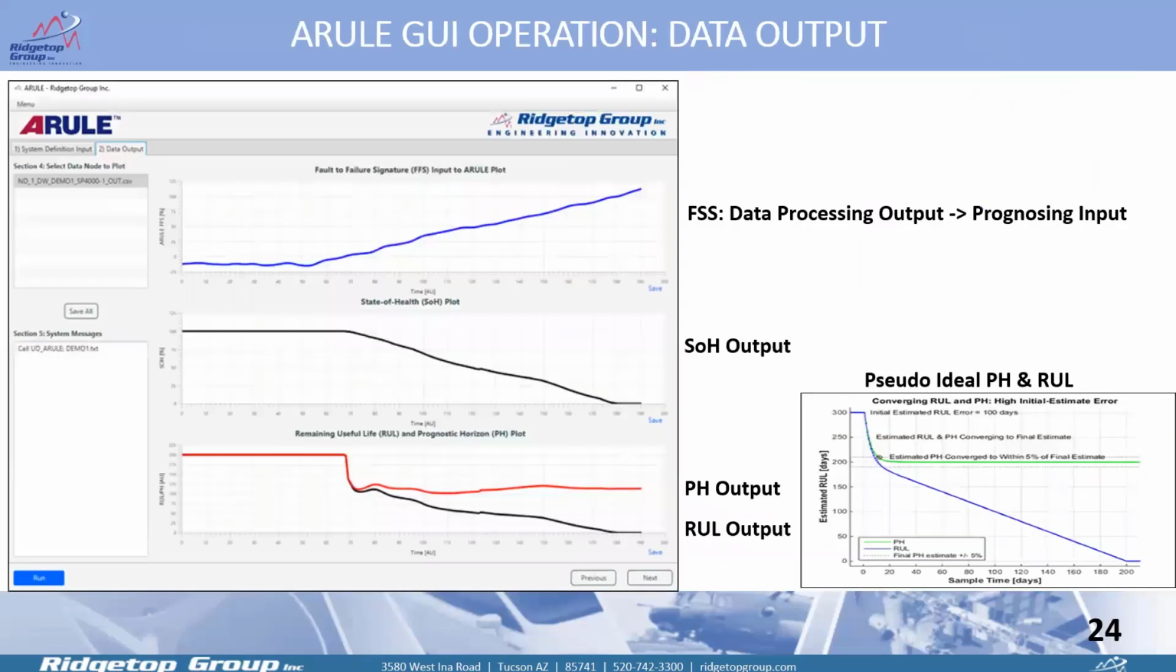Next. This is a real example of the results produced by our GUI. The top plot represents the input. The bottom plot is the state of health estimates produced by ARULE, and in the bottom set of plots, the red line is the prognostic horizon, and the black line is the remaining useful life. You can compare that to the pseudo-ideal, and you can see that we come out pretty darn close. How close do we come? It depends upon the size of the initial error, and it depends upon the noise of the input data.